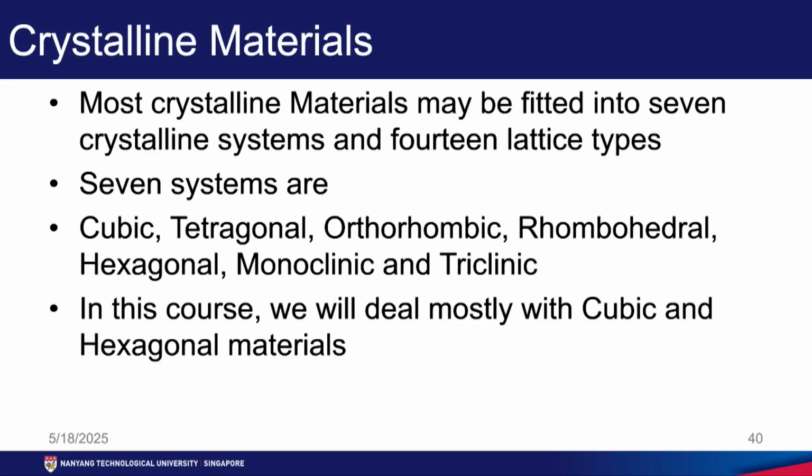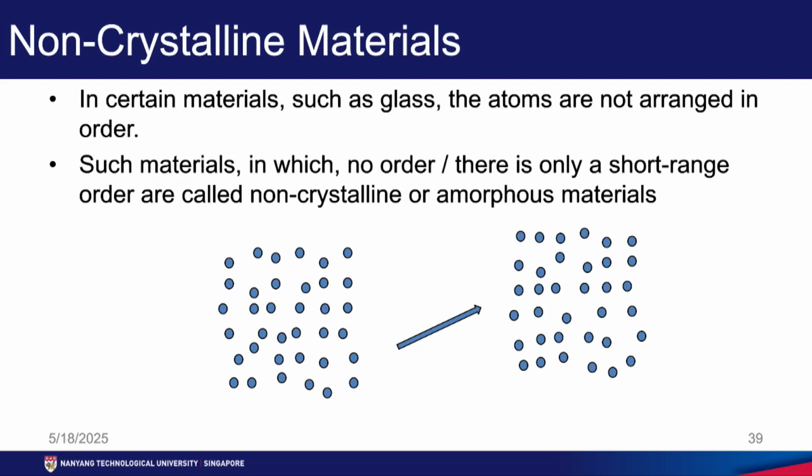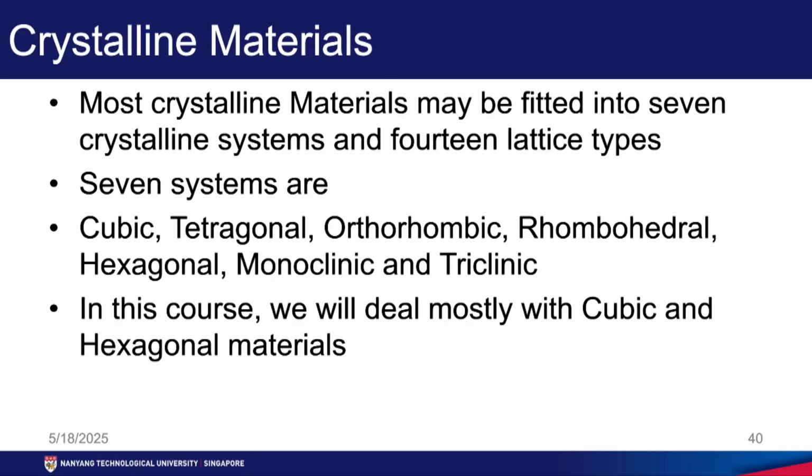You cannot classify amorphous materials because they are random. There is no way you can define some randomness, right. It will be very random whether you look here or there, but crystalline materials have been classified into 7 crystal systems and 14 lattice types. The 7 systems are cubic, tetragonal, orthorhombic, rhombohedral, hexagonal, monoclinic and triclinic.